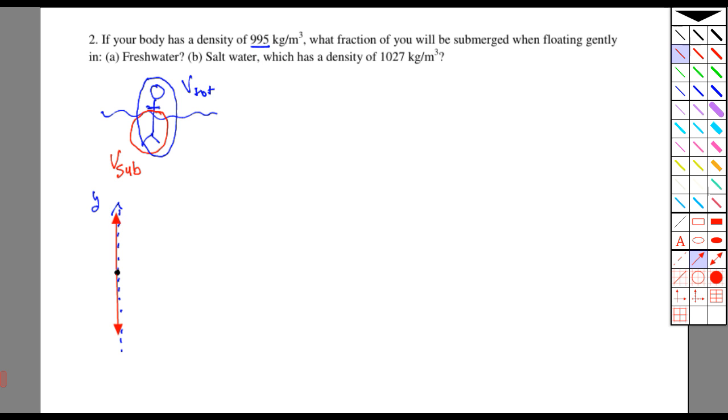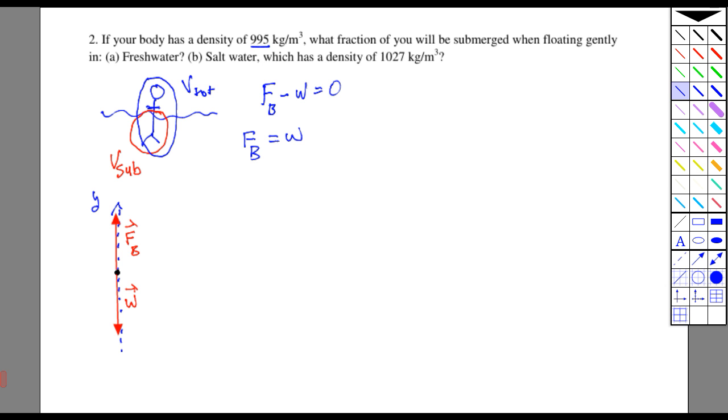Now these are going to be equal in magnitude because this person is floating. He or she is in equilibrium. So here's our buoyancy force and our weight. Okay, so Newton's second law tells us that the sum of our forces is equal to 0. So we have the buoyancy force minus the weight should be 0. So this means that the magnitude of our buoyancy force should equal the weight of this person.